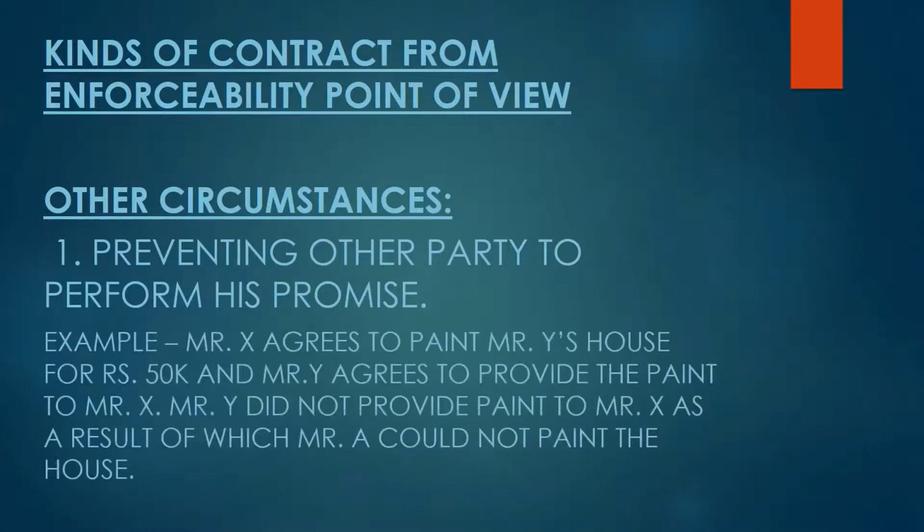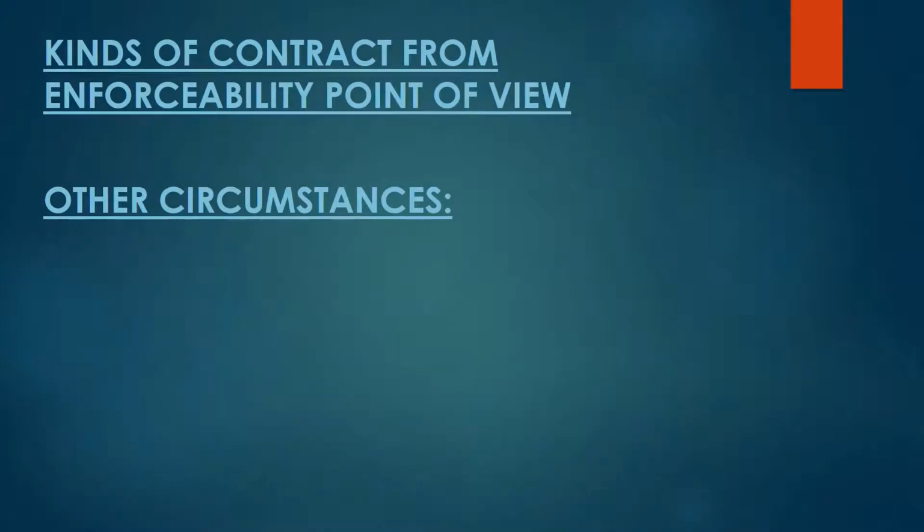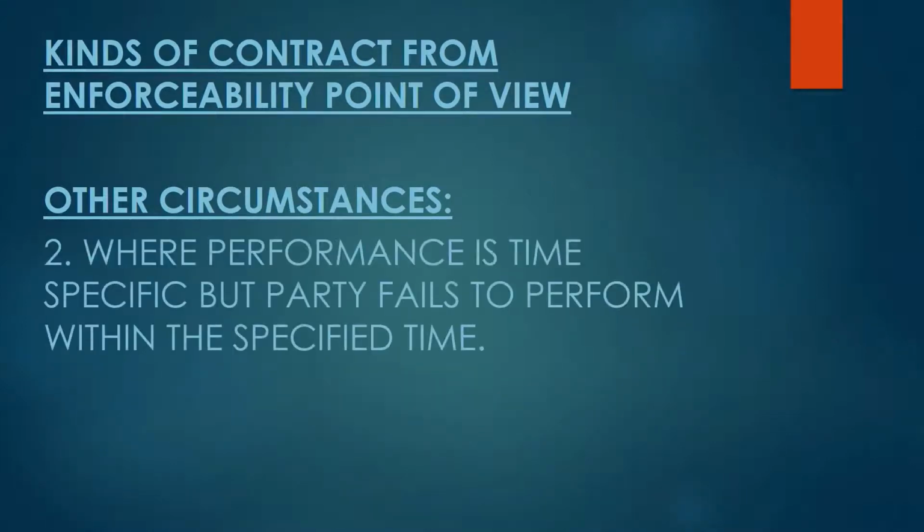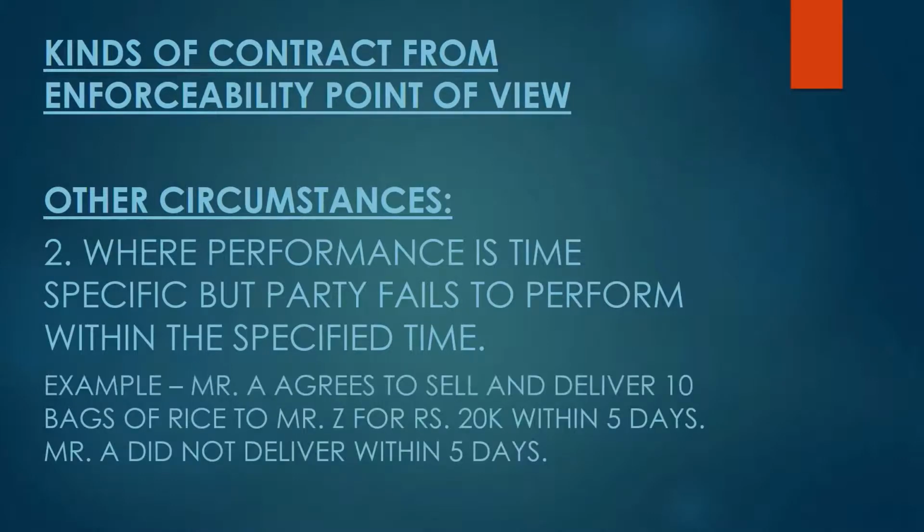Now, let's look at the second example. Where performance is time specific but party fails to perform within the specified time. Let's take a look at the example. Mr. A agrees to sell and deliver 10 bags of rice to Mr. Z for rupees 20,000 within 5 days. It is time bound. Within 5 days. Mr. A did not deliver within 5 days. Now what will happen?